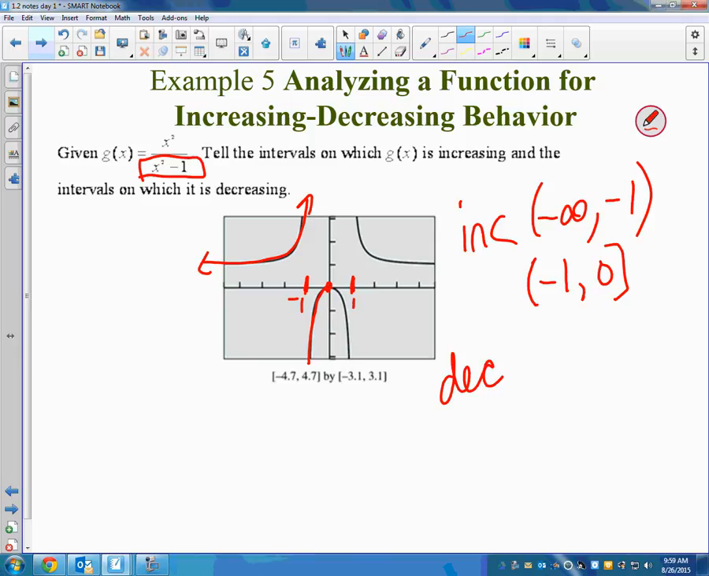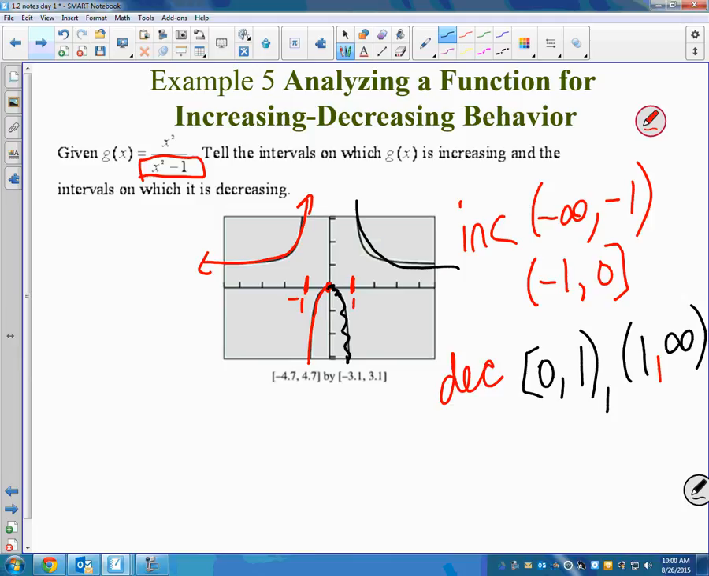And then what about for the rest of it? From 0 down to the next asymptote, do you see that that's going down? So that's decreasing. So I'm going to say from 0, and I got to stop at that asymptote again. And then I skip over the asymptote, and that's also decreasing. So I would say from 1 to infinity. You could use the unions if you want there, but they just ask for intervals, so you don't have to. Like, we're not really writing a set as a solution, so that's why I didn't use the unions. But I wouldn't mark you wrong if you didn't use unions there.